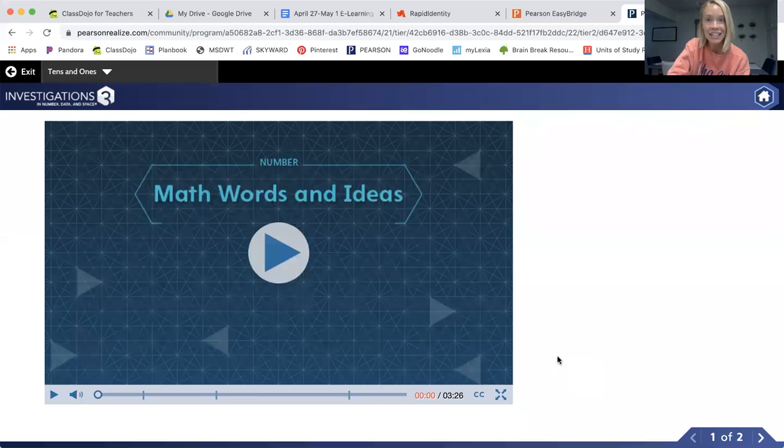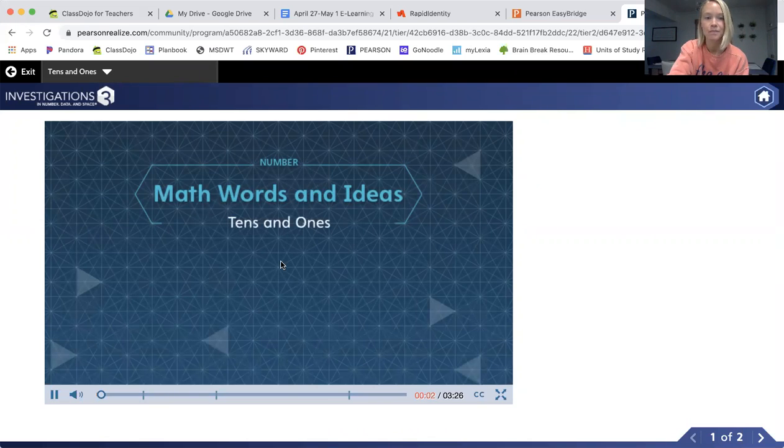We have been practicing counting by tens and counting how many groups of 10 that we have. And this week we're going to add on to that. So this week we're going to be talking about groups of 10, but then we're also going to be talking about ones. So we are going to start off today with a math words and ideas, and we will talk more about it after we hear this.